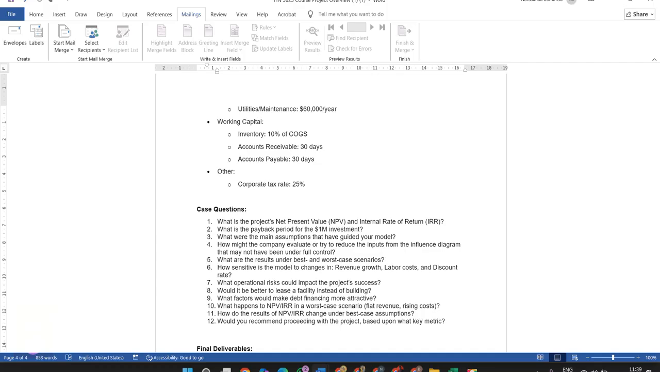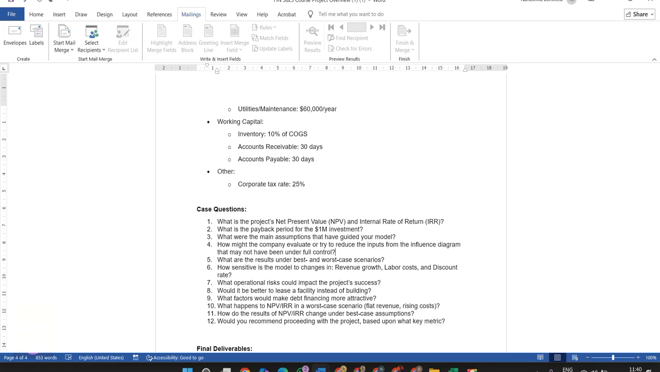Next you should speak about how sensitive the model is to changes in revenue growth, labor cost and discount rate. I already created those tables. You should speak about how changing the revenue value impacts the main three elements of the model, and discuss the same for labor cost. To make it simple, revenue growth has a direct impact on NPV and IRR and an indirect impact on payback period.